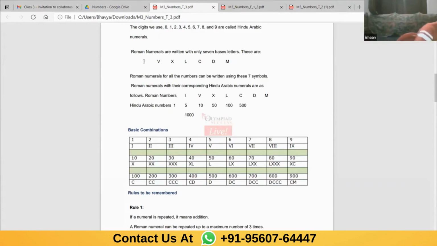And then again, the seventh symbol is M, which you can repeat up to three times. Ma'am, I understood this. It is a very simple game, a very simple rule. You can repeat I 3 times. You cannot repeat V. You can repeat X 3 times. You cannot repeat L. You can repeat C 3 times. You cannot repeat D. And then you can repeat M 3 times.